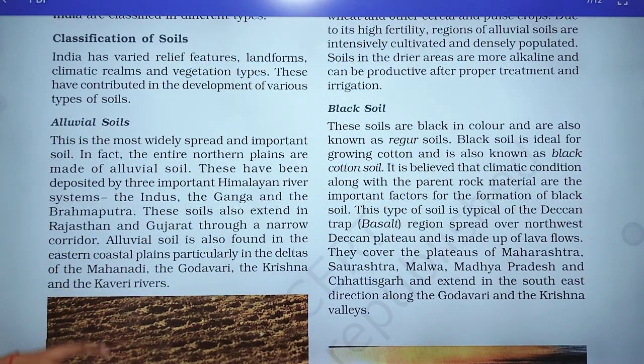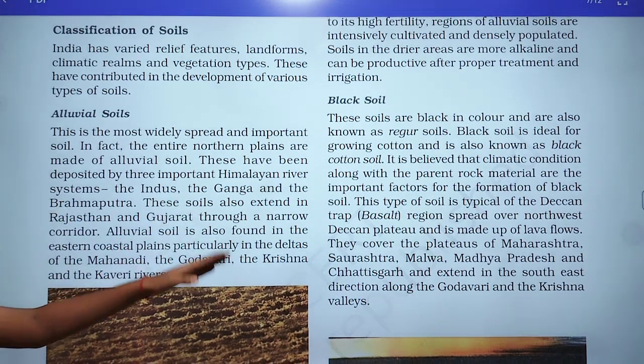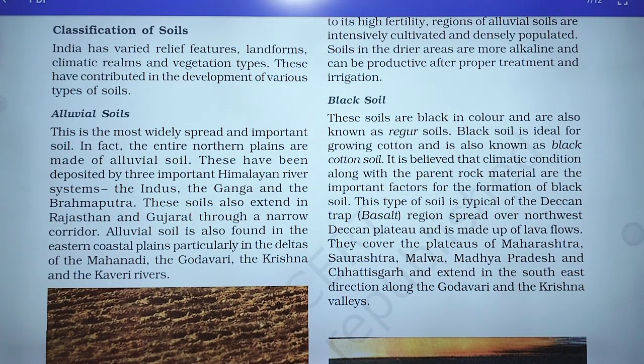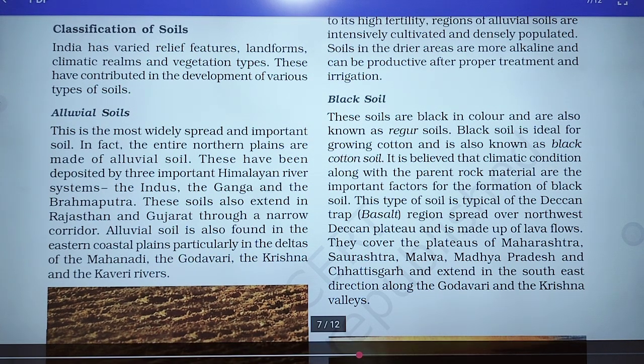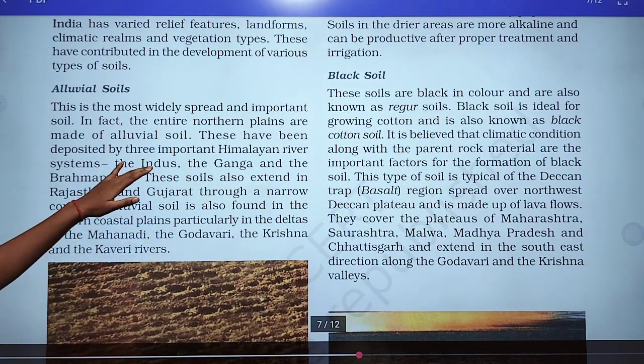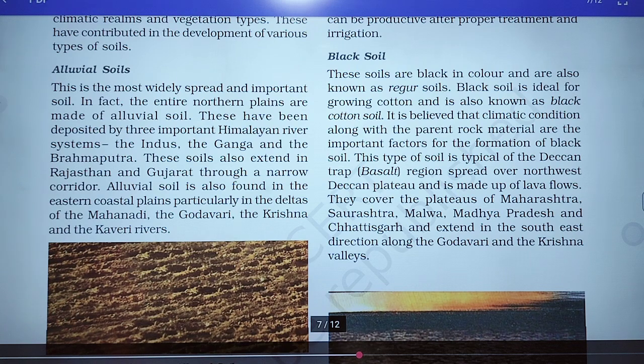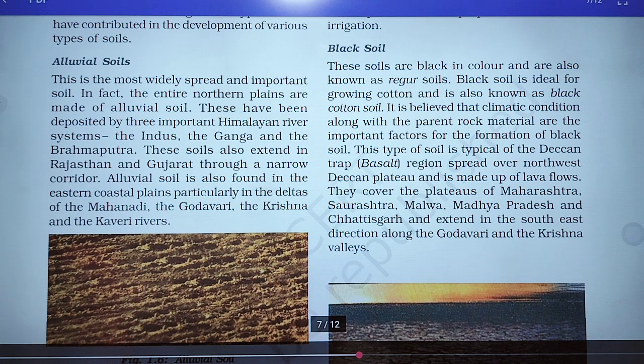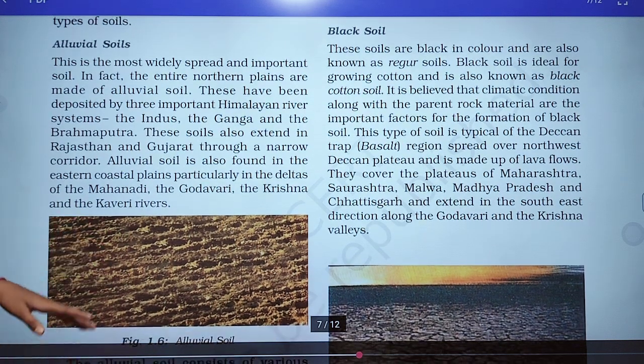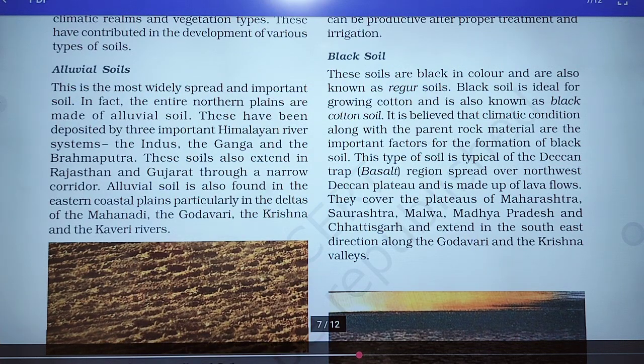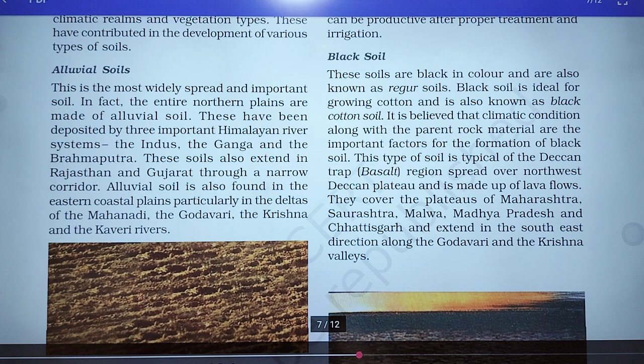These have been deposited by three important Himalayan river systems: the Indus, the Ganga and the Brahmaputra. This soil also extends in Rajasthan and Gujarat through a narrow corridor.